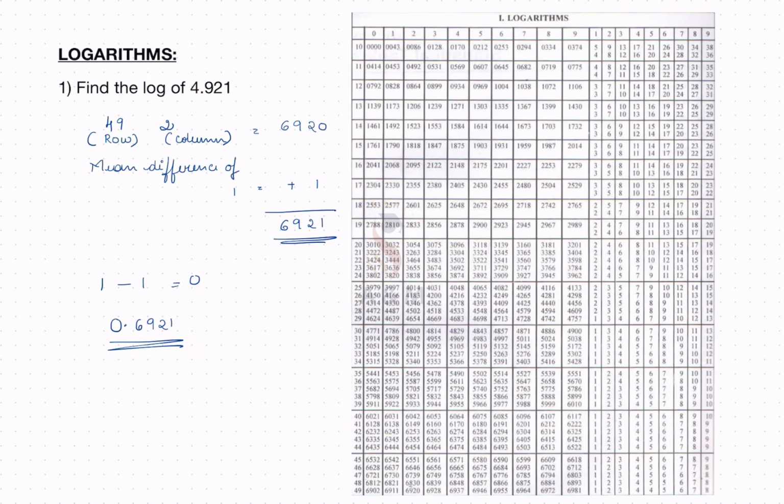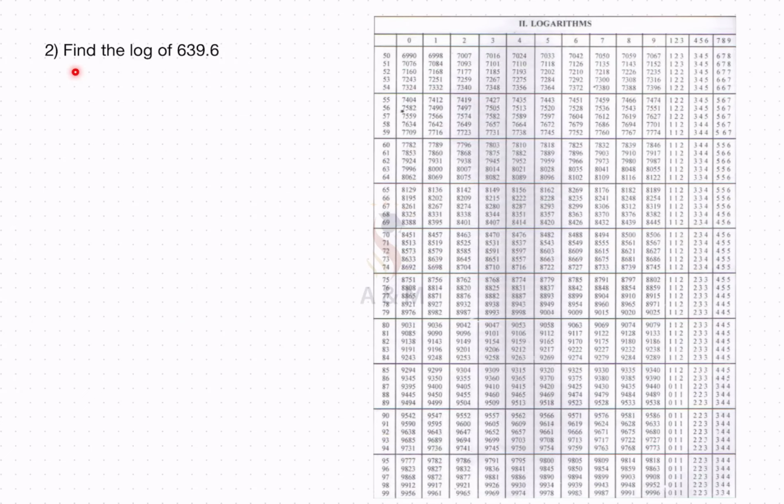This is a simple method. For this you don't have to use formulas. Here I have done it directly with the help of the table. In our next question, we will solve both with a simple method as well as a formula method using table. Find the log of 639.6. First, let us solve through the simple method.